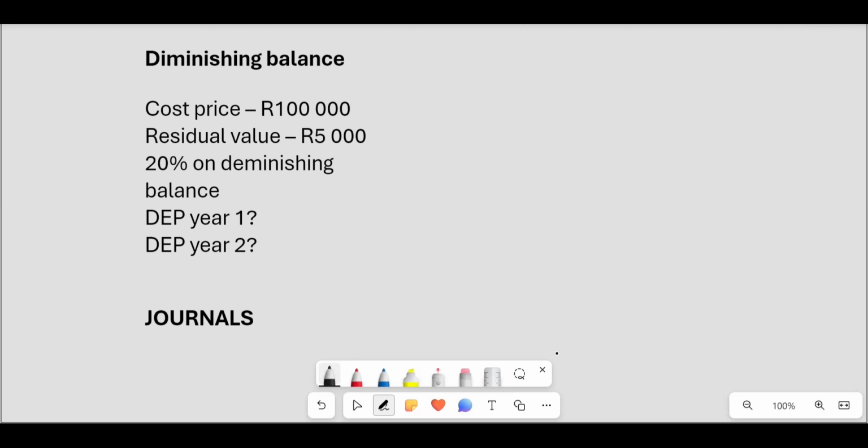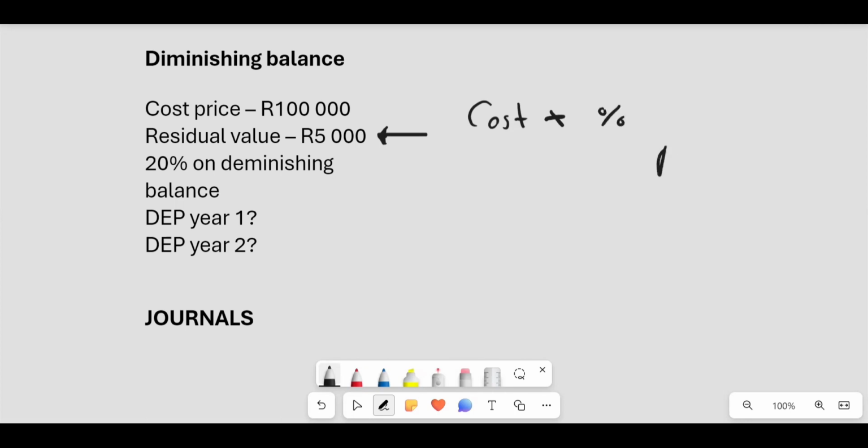Okay, now let's deal with the diminishing balance method of calculating depreciation. It is not tricky. Basically, you take your cost, not minus, actually multiply by the percentage. Then you'll get your depreciation. Let's do that: 100,000 multiplied by 20%, which gives you 20,000.